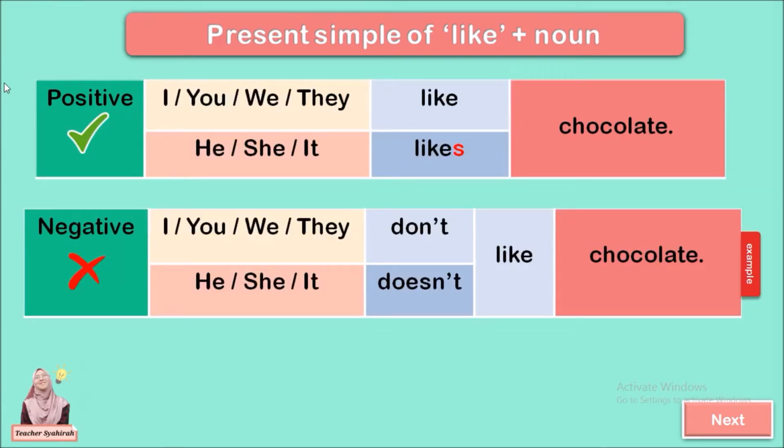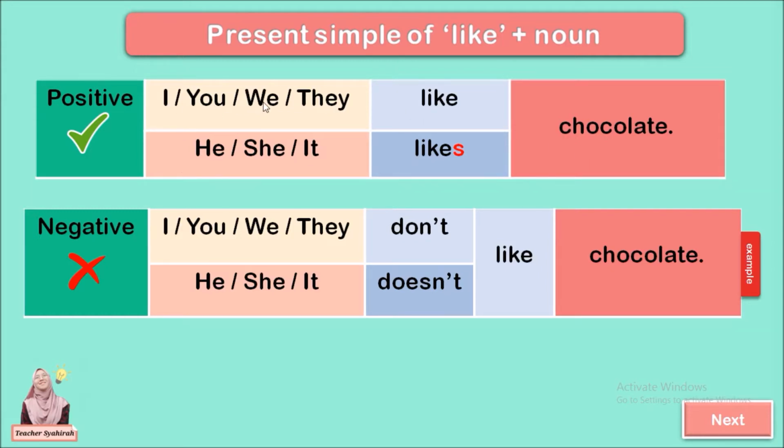Assuming that you already done copying, now I'm going to explain to you what is present simple of like plus noun is. Now, look at the first one, positive. You already learned this, right? Positive is like benda yang jadi, benda yang dia suka. So like, what does like mean? Like means suka. So now, positive, read it with me. I like chocolate. You like chocolate. We like chocolate. They like chocolate.